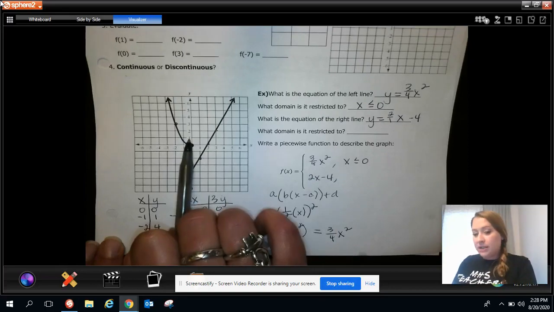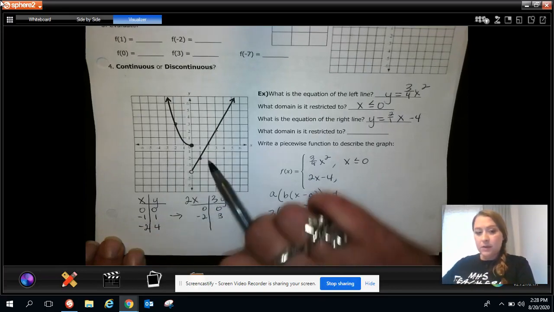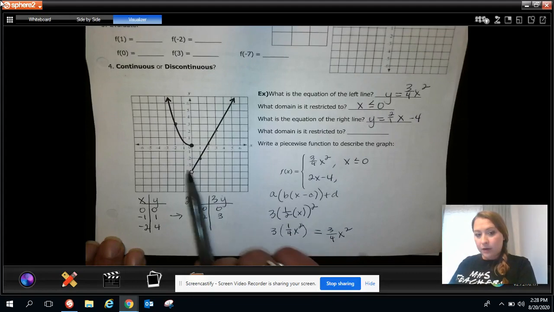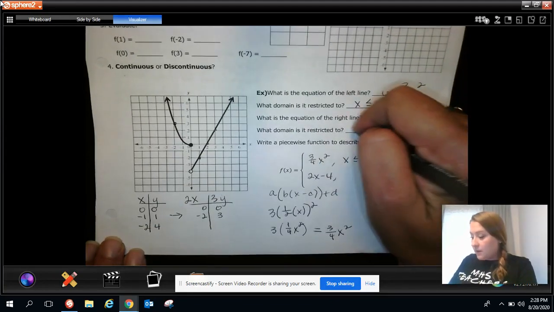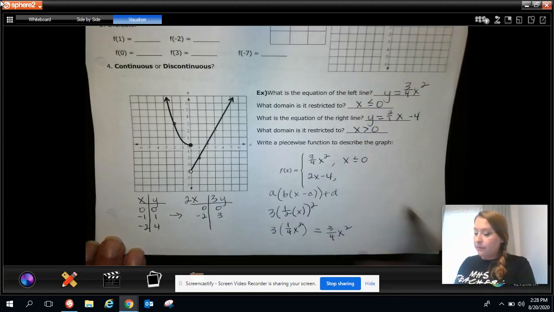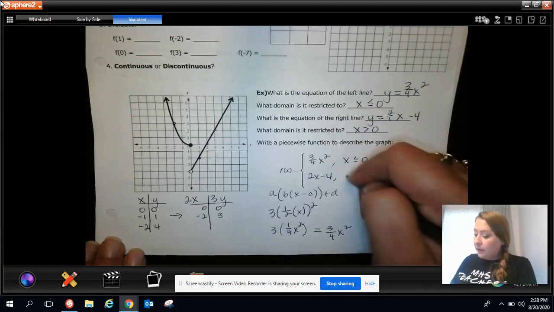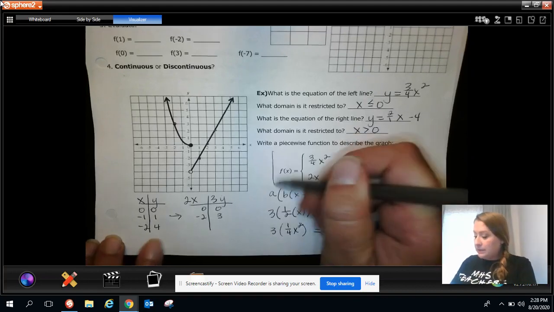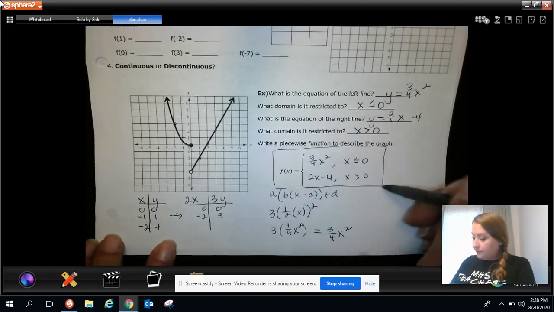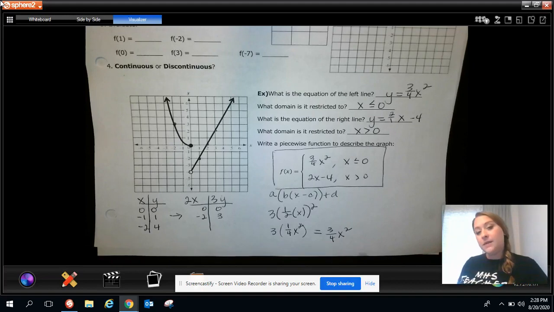With a restriction of everything greater than, because we're going to the right, everything greater than but not equal to 0 on the x. So x is greater than but not equal to 0. And we put our restriction in our final equation, and this is your answer for writing piecewise functions given the graph.